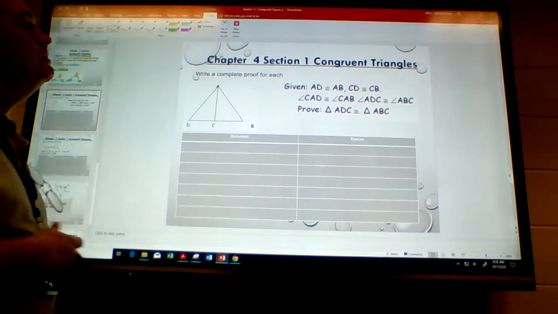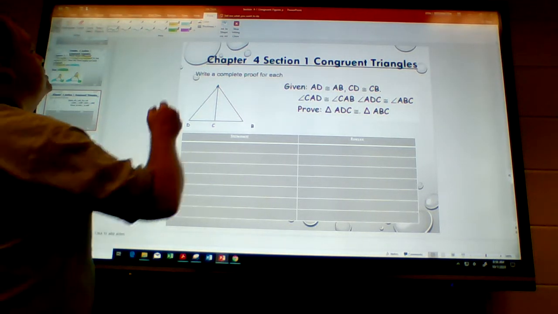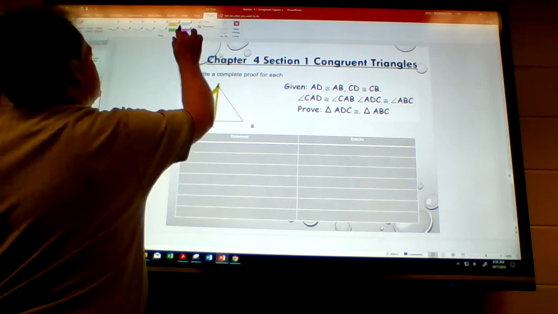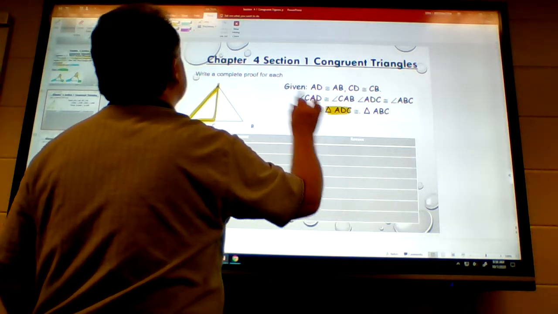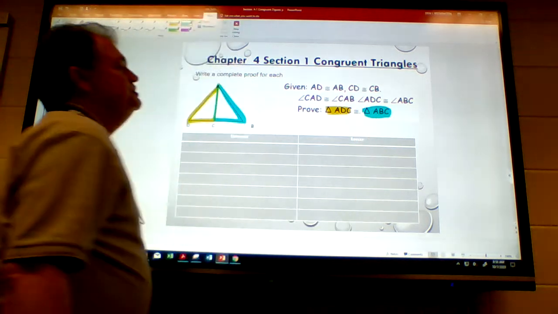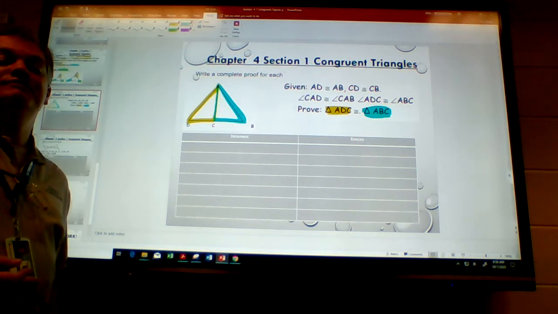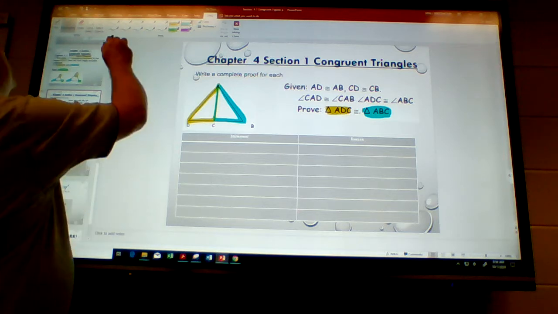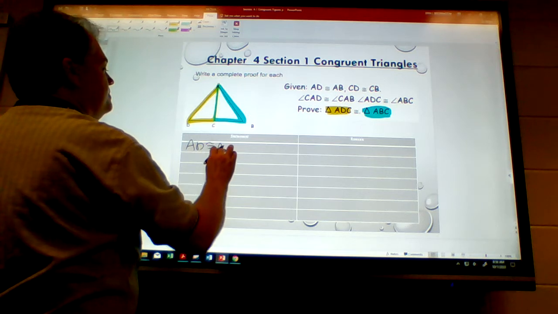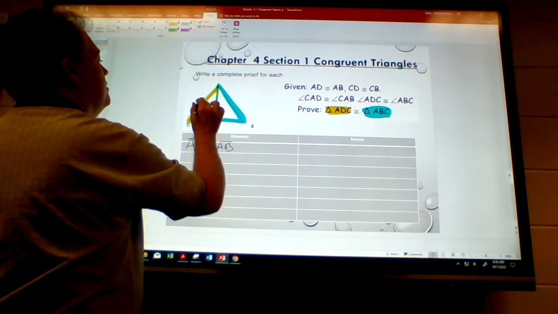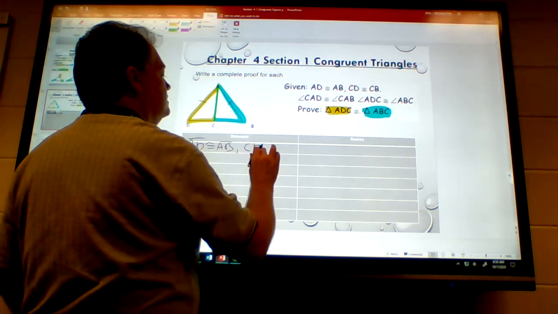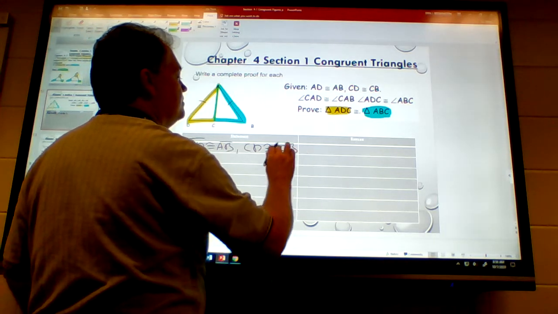All right. We're going to get back to proofs again. Here's what we're trying to prove. We're going to be trying to prove that triangle ADC, which is this triangle right here, is congruent to triangle, I'm going to highlight this in yellow, and I'm going to highlight this in blue. Okay. You'll be seeing me do this a lot throughout this chapter, so get used to it. There's a lot of proofs in chapter 4, but it has to do with triangles. So, all right. Now we know that AD is congruent to AB. We're given that. I'm going to mark it on here. AD is congruent to AB. We're also given that CD is congruent to CB.